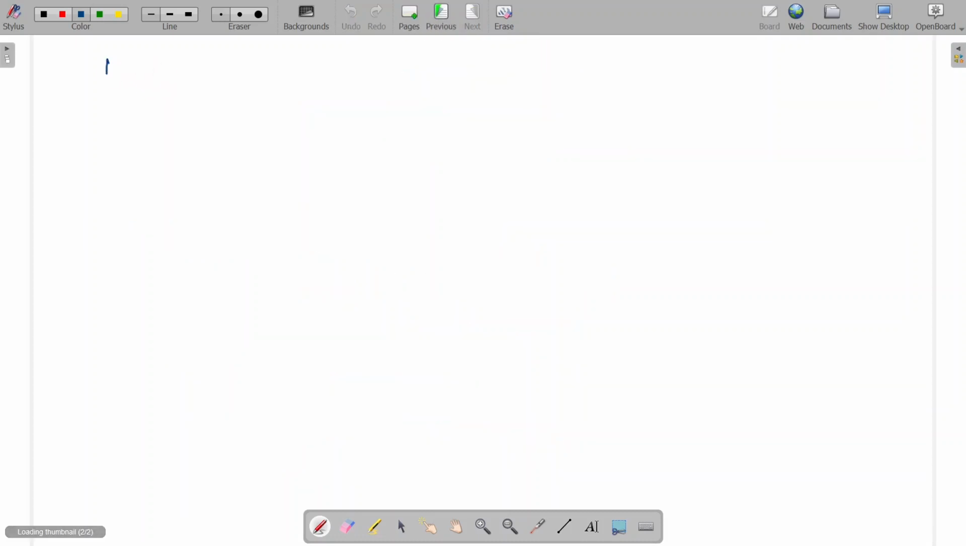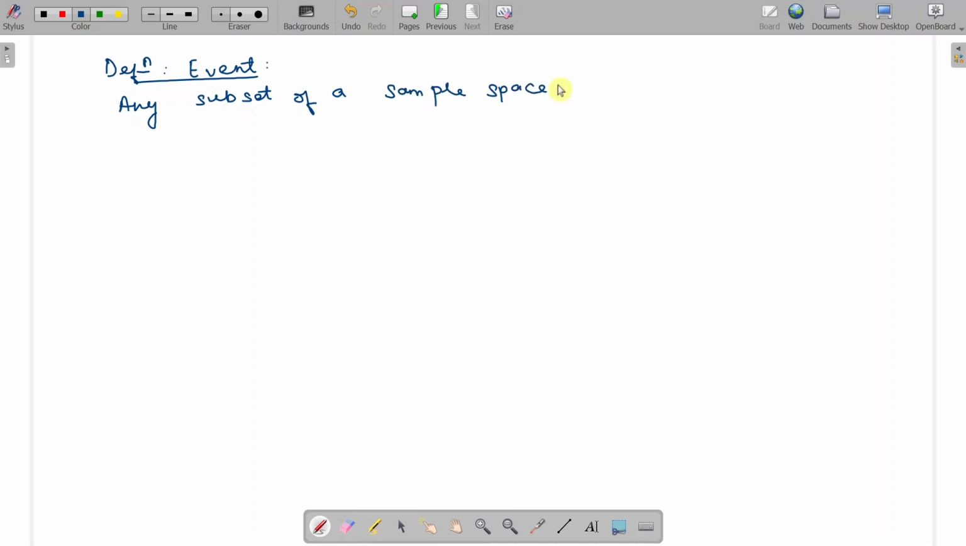So let us take the definition of event. Definition: any subset of a sample space is called an event.